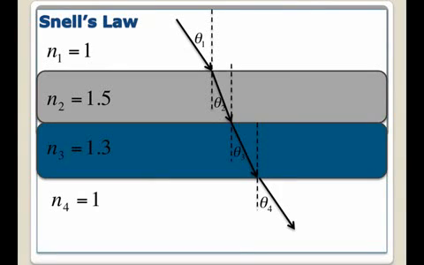If there are multiple refractive index interfaces, and the refractive index for the incident media is the same as the final emergent media, the first angle of incidence equals the final angle of refraction, so theta sub 1 would equal theta sub 4 in this example.